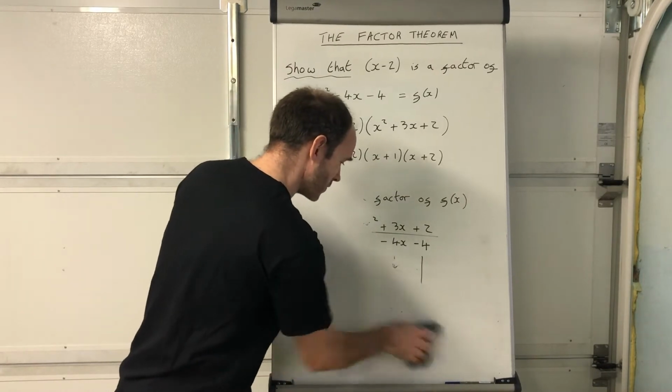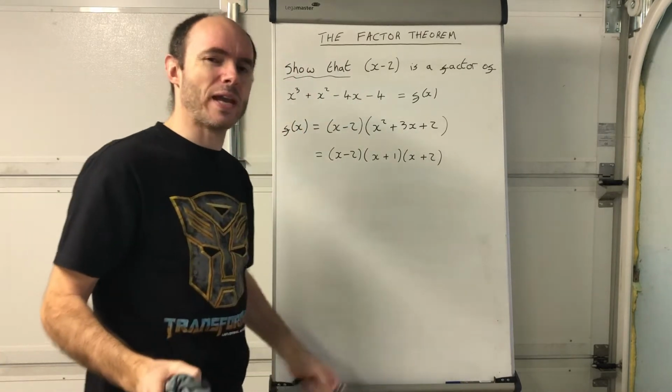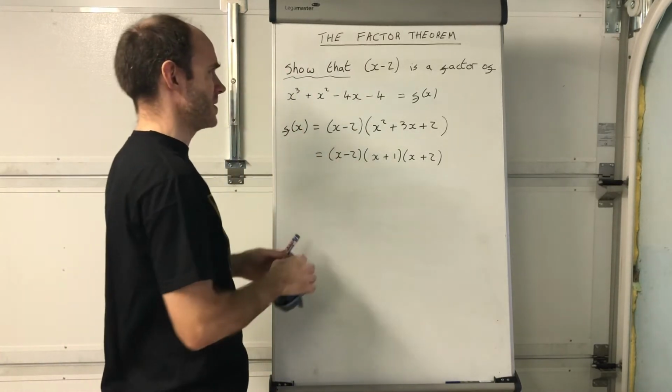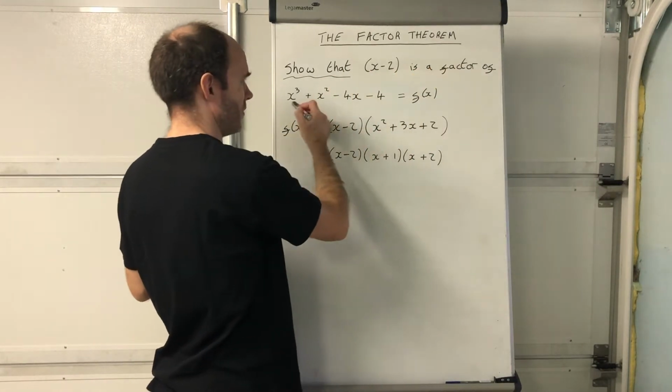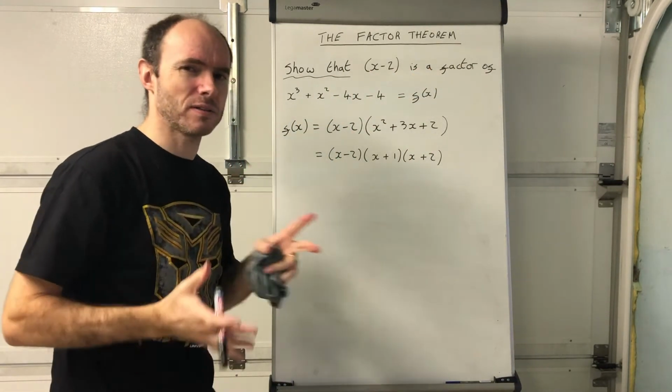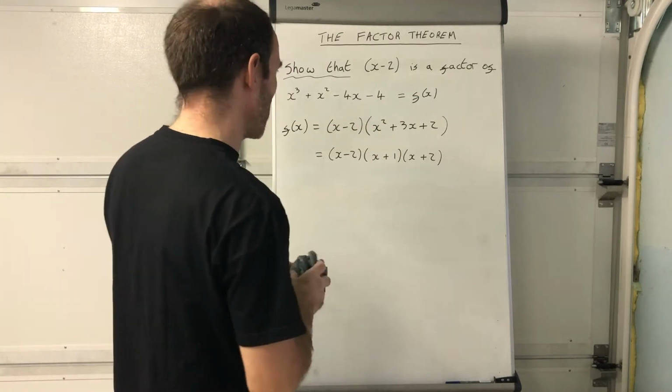I hope you found that useful. But before I go, I'm going to show you an even quicker way of being able to factorise this, okay? So let's just go back to this, show that x minus 2 is a factor of this. Well, let's assume that's been done, okay? If you're asked to factorise this, how can you do that quite quickly, okay?